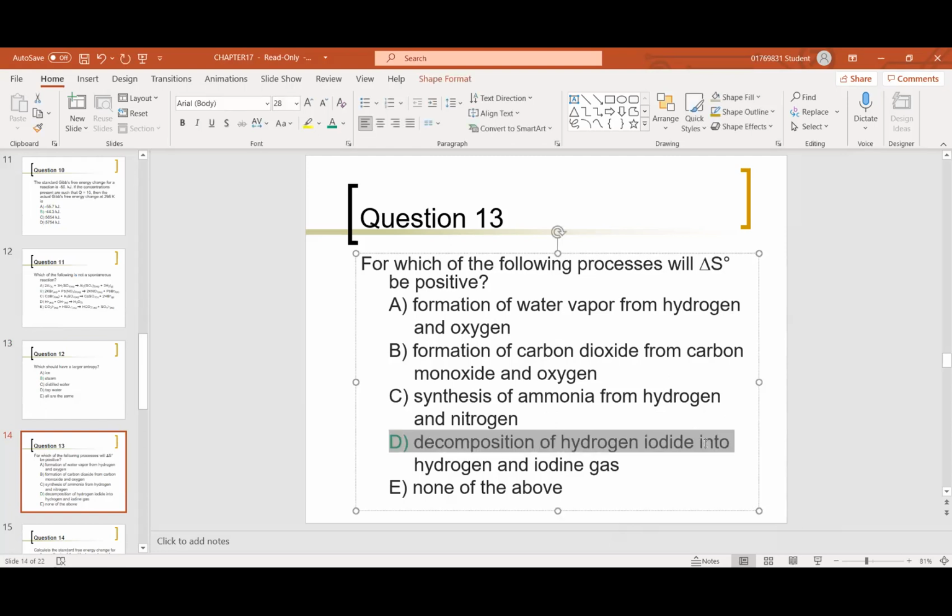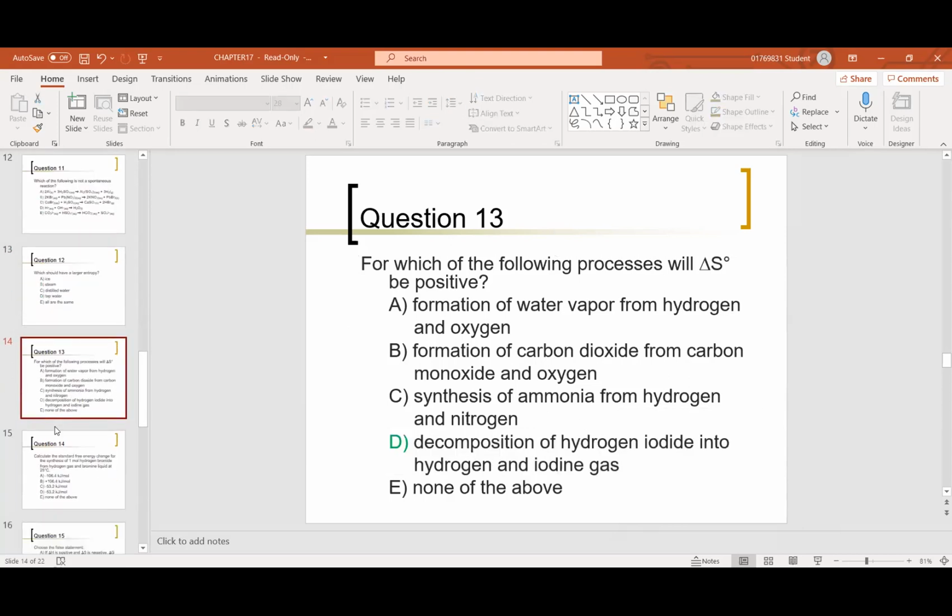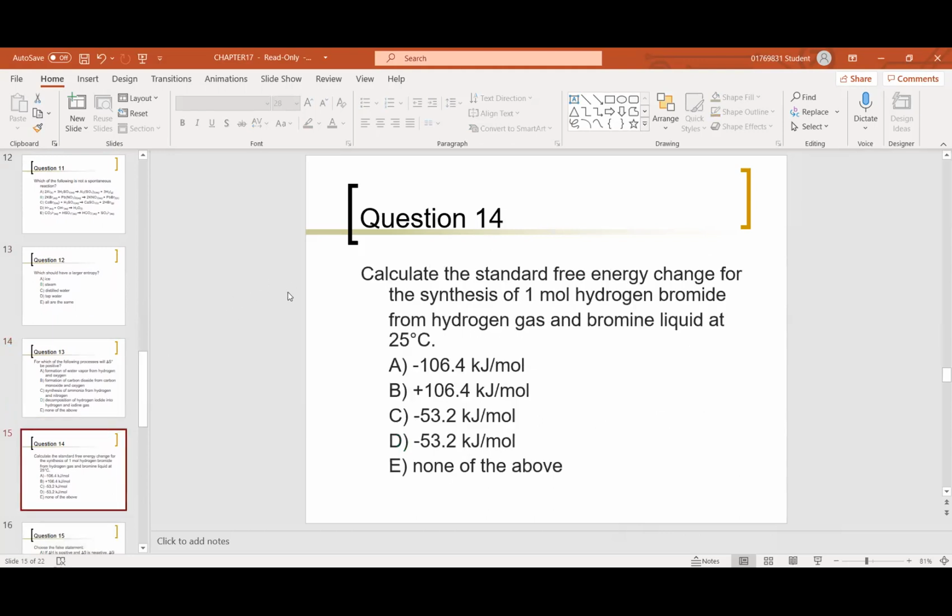So this is the only one where it goes from less to more moles. All right, question 14. Calculate the standard free energy change for the synthesis of 1 mole hydrogen bromide from hydrogen gas and bromine liquid at 25 degrees Celsius.